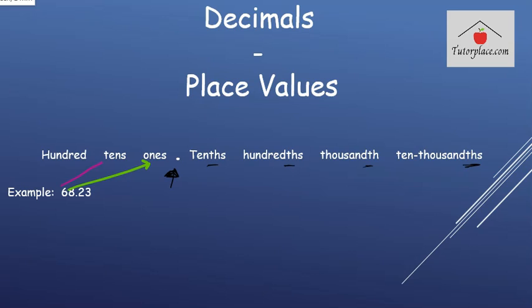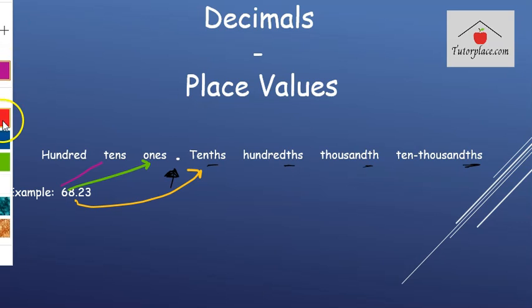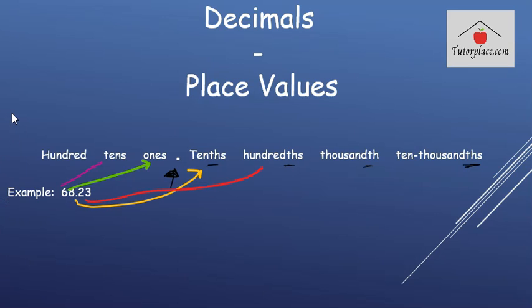The 8 is in the ones position. And this 2 would be in the tenths position. And the 3, therefore, would be in the hundredths position. It'll be a little more clear with the next examples that we do. So again, the 6 is in the tens, the 8 is in the ones spot, and then immediately to the right of the decimal we have the tenths and then the hundredths position.